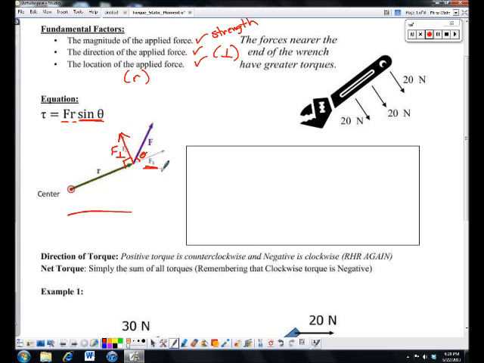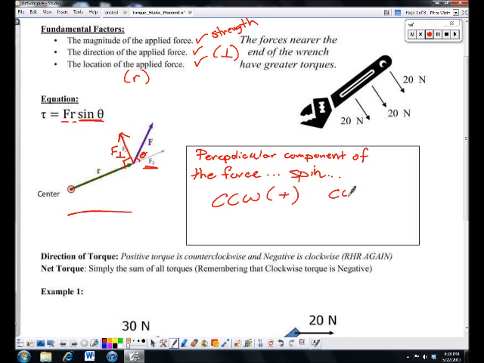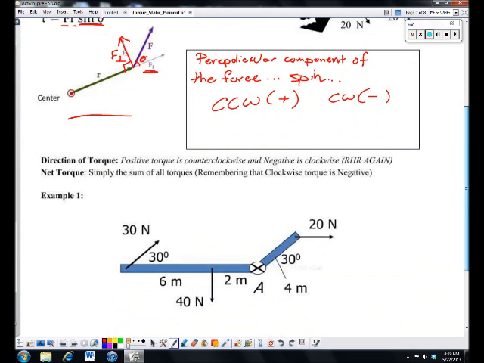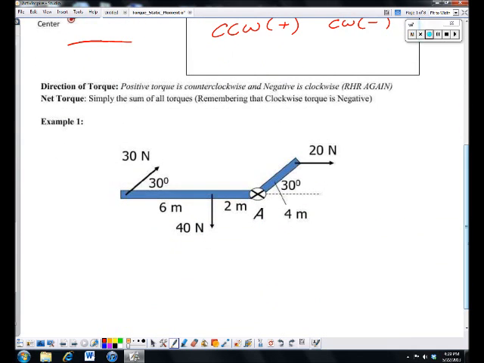So what is torque all about then? Torque is about the perpendicular component of the force. It causes it to spin. If we spin, we know that counterclockwise, of course, is positive, and clockwise, of course, is negative. And again, using that right-hand rule, it's in the z direction or negative z direction. So now, of course, net torque is simply the sum of all your torques, again remembering that clockwise is negative.